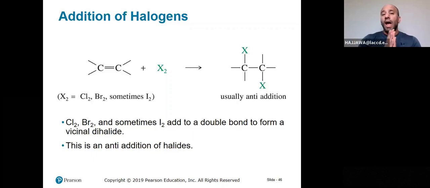One of those reactions is the halogenation reaction. In this reaction, you're always going to react an alkene with Cl2, Br2, or I2, and end up having an anti-vicinal dihalide. What does that mean? Vicinal dihalide means you have two halides sitting on two adjacent carbons. And when I say anti, it means the two halides are on opposite faces of each other. That can only be explained when we look at the mechanism.